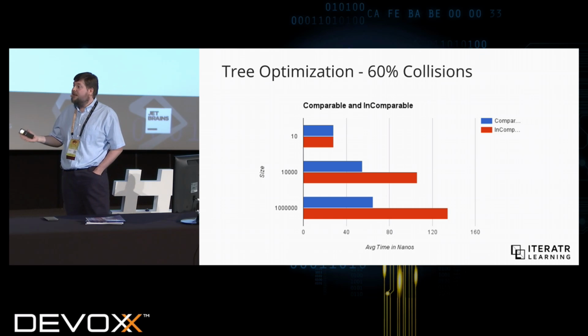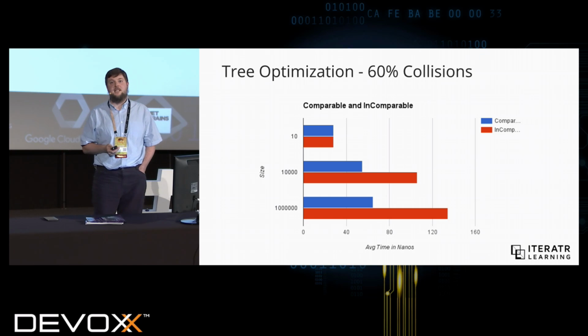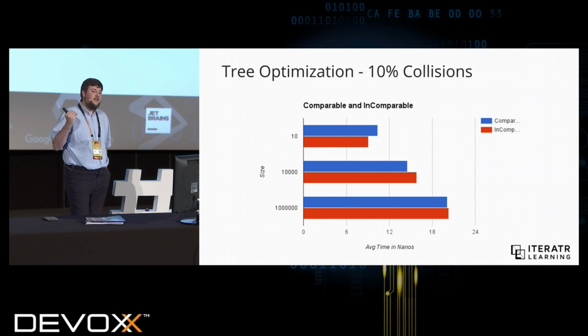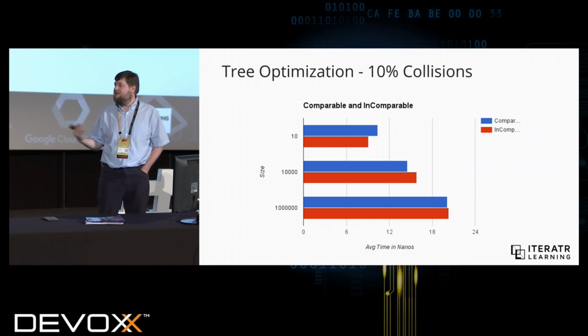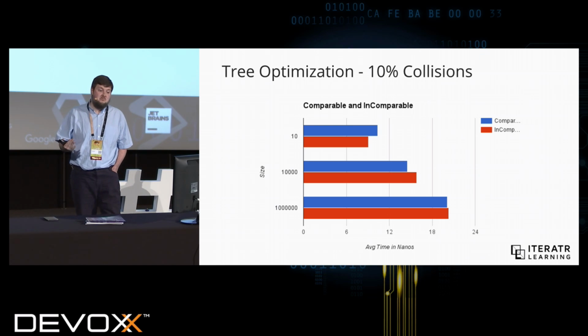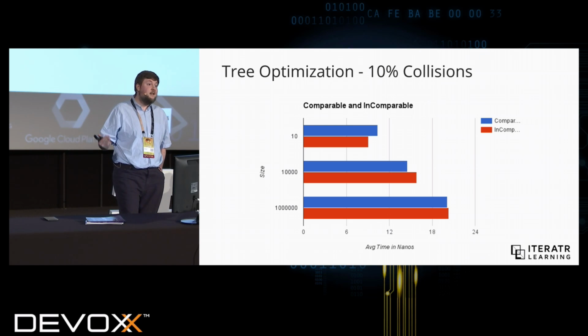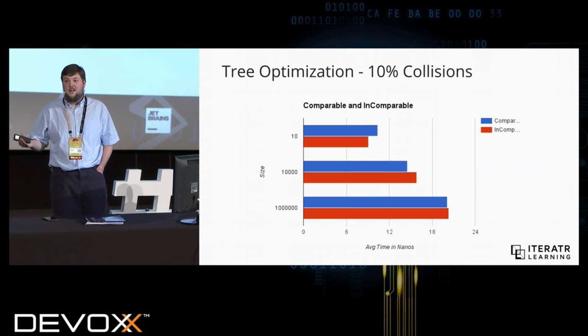So that works really, really well at high collision rates, like here, where 60% of the keys collide with other keys. But if you have very, very few collisions, this kind of optimization doesn't really make much difference. So depending upon what your use case is, it may have either been a huge win or nothing at all.